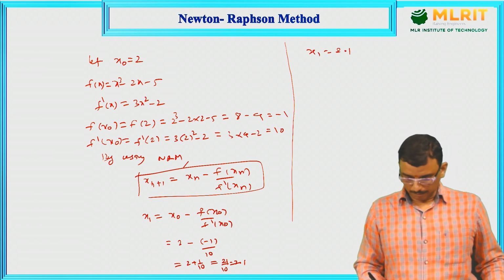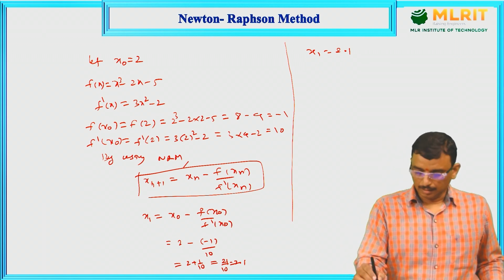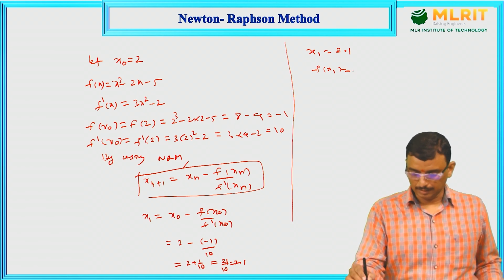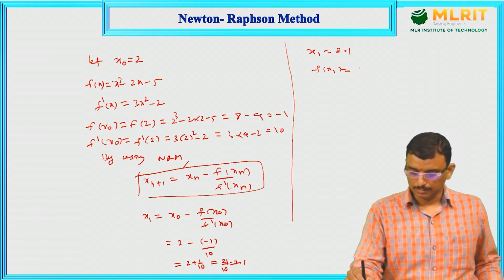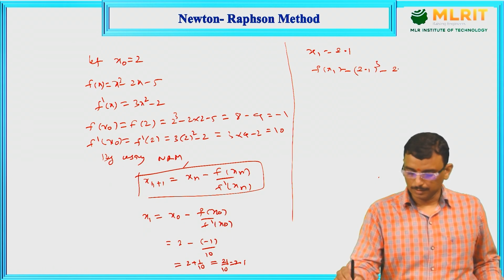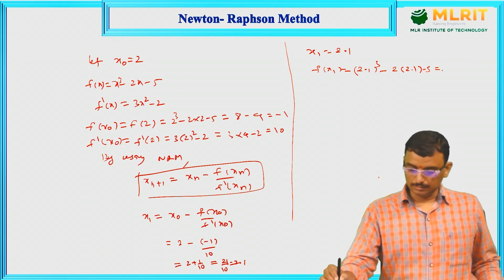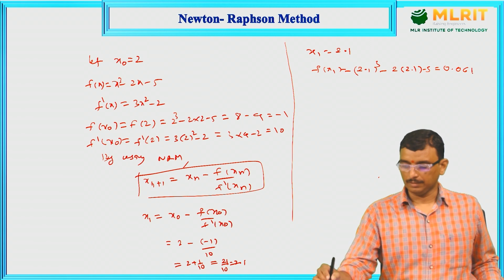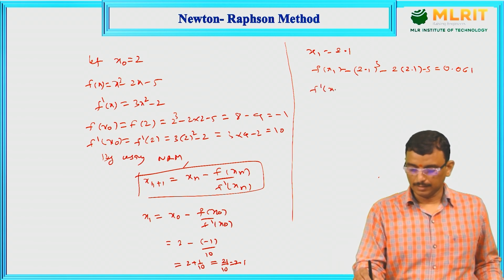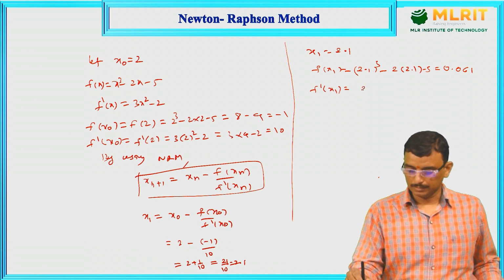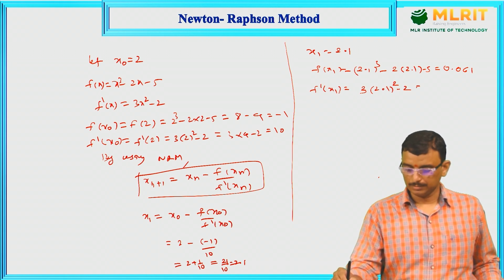Now similarly we can find f of x1. So f of x1 is equal to, we get 2.1, so substitute in the equation. So 2.1 whole cube minus 2 into 2.1 minus 5. So this is equal to 0.061. And next f dash of x1. So what is f dash of x? 3x square minus 2. So substitute here. So 3 into 2.1 whole square minus 2.